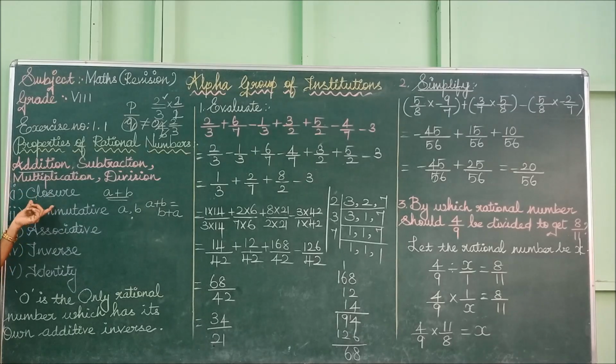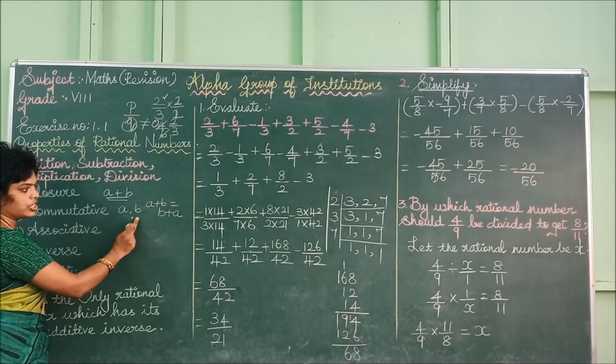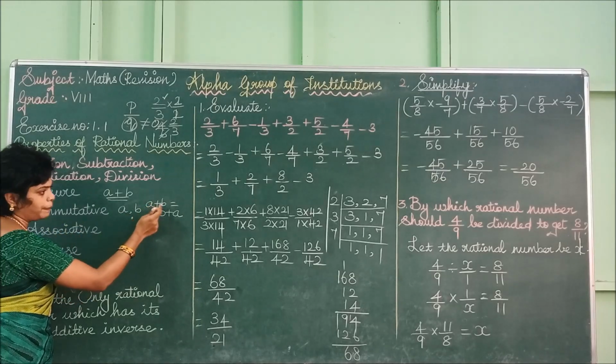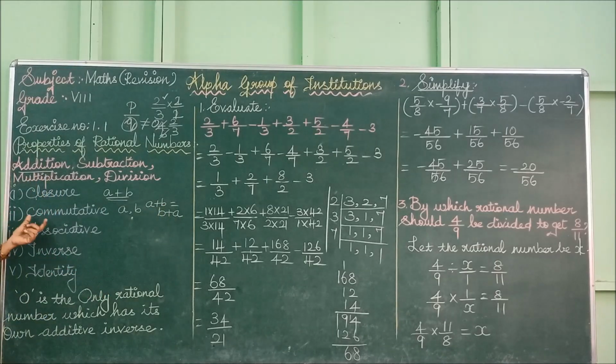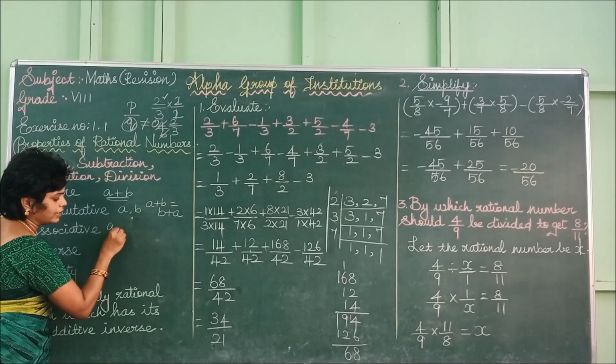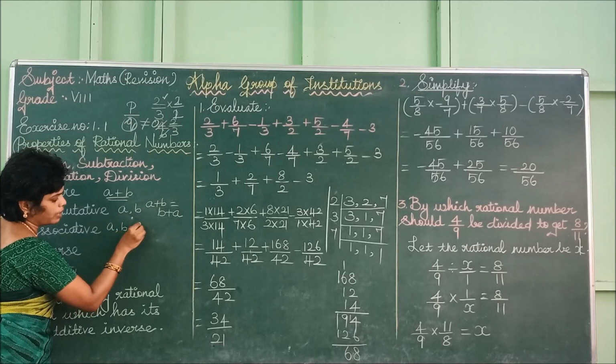numbers are closed under addition. Then commutative: you can take any rational numbers A and B, and A plus B is equal to B plus A. So if it is satisfied, you can say this is what? Commutative under addition. Next, associative. Now you can take three values A comma B comma C.